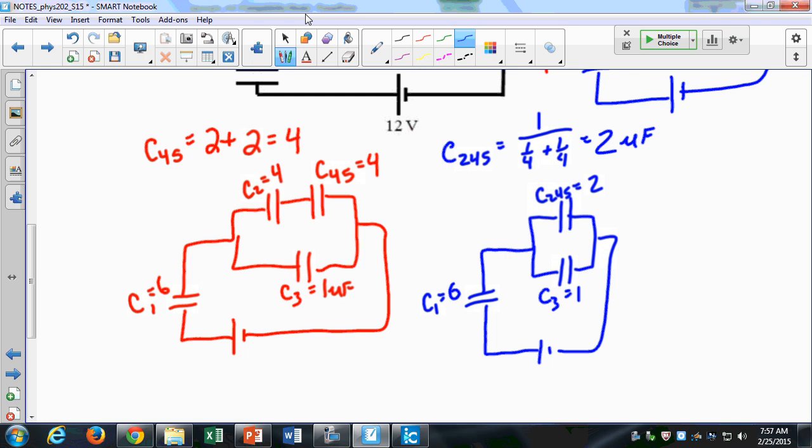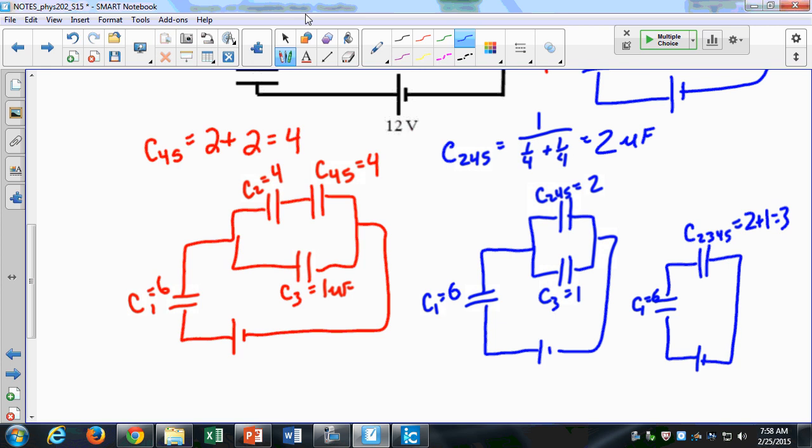All right, and then the next step, we've done very similar to this. Here I have C1, which is equal to 6. That 2 and the 1 are now going to be C2345, which is equal to 2 plus 1, which is equal to 3 microfarads.